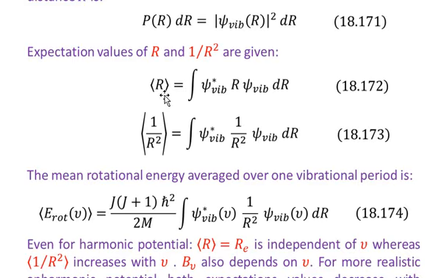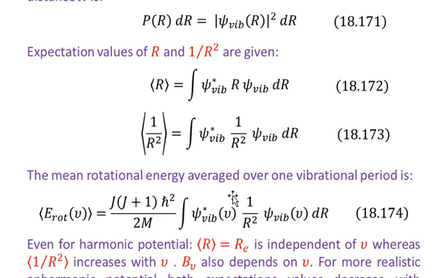So the expectation value of a capital R, or the classical counterpart, is the average value of a capital R. Similarly, the expectation value of 1 over r square, or the average value of 1 over r square, are given in equation number 172 and 173. When we use the average value, it means that we are talking about the classical values, and when we talk about the expectation values, it means that we are talking about the quantum mechanical quantities.